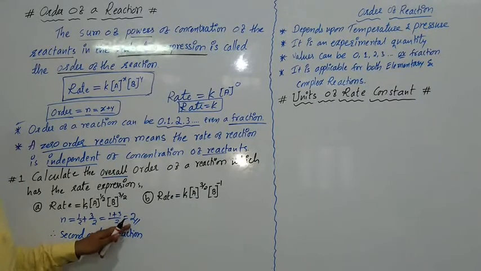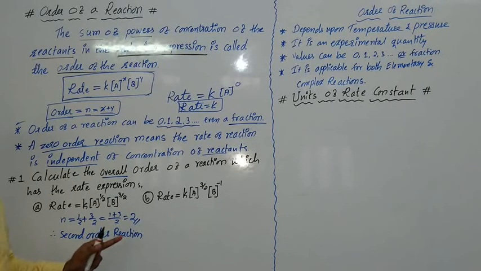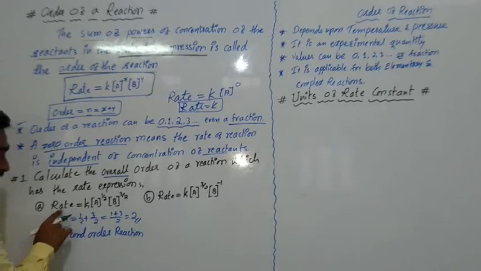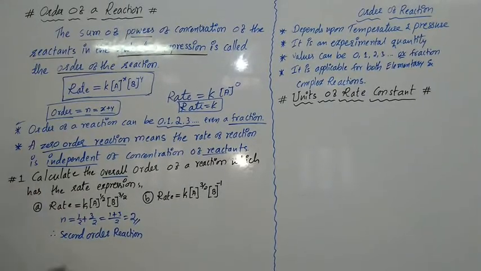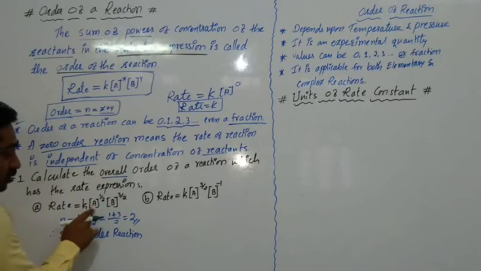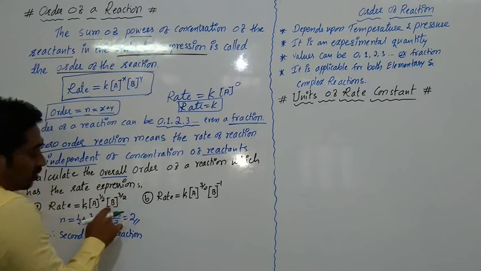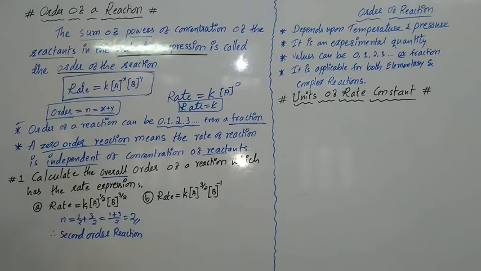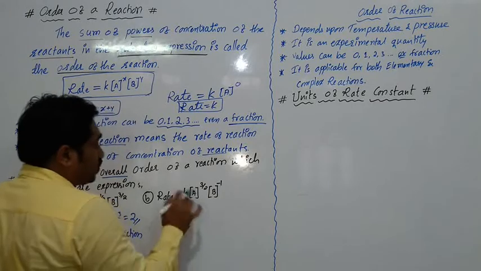Overall order means the sum of the powers of the concentrations of all the reactants. If I ask what is the order of reaction with respect to concentration of A, then it is half order, and with respect to concentration of B, it is 3 by 2 order of reaction. Okay.